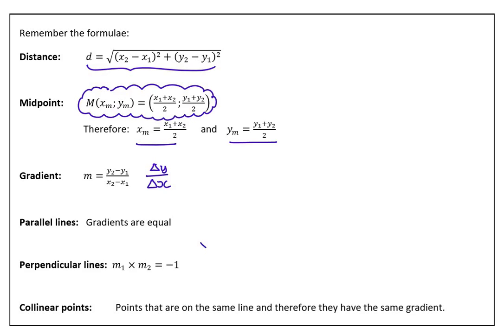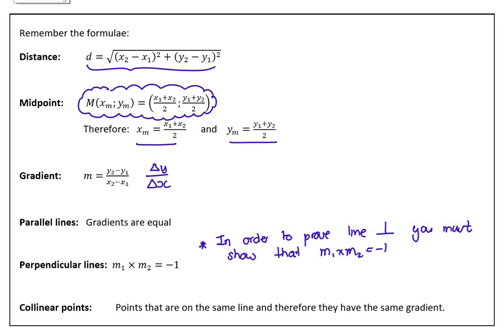Now just a note here, if you're trying to prove that the lines are perpendicular, you need to show that the gradients multiply to give you -1. So I've just written myself a note there. You must just be careful. If you're trying to prove something, you've got to actually prove it. You've got to show something is true. If you're told they're perpendicular, that's a different story. If you're told they're perpendicular, I use the cheat.